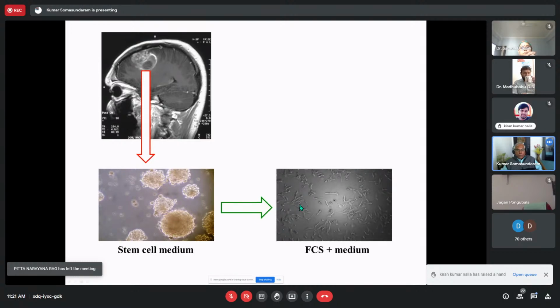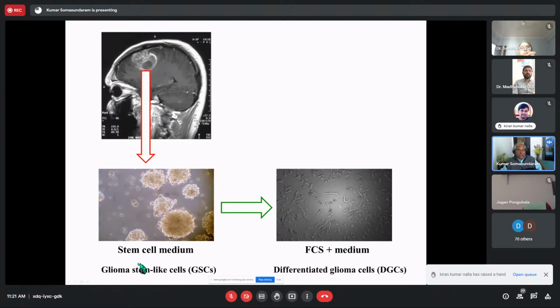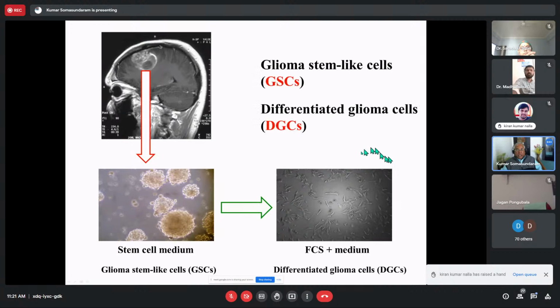We also allow them to form monolayers through differentiation, and we call them glioma stem cells, GSCs, and differentiated glioma cells, DGCs. These two terminologies I will be using very often to describe glioma cancer stem cells as GSCs and glioma bulk cells, differentiated glioma cells, as DGCs. GSCs versus DGCs: we have a bunch of GSCs and the derived DGCs from the GSCs, and we try to compare them for our studies.